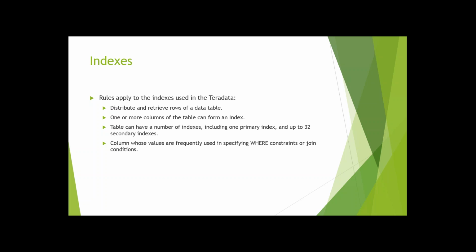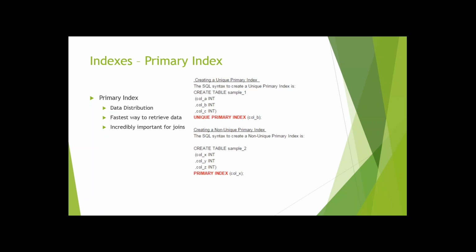Distribution is important, but retrieving the data is also important. Make sure that your SQL scripts are using these indexes either in the where clause or in the join clause. A table can have only one primary index and can have up to 32 secondary indexes. Okay, primary index, we spoke about data distribution. It is the fastest way to retrieve that data.